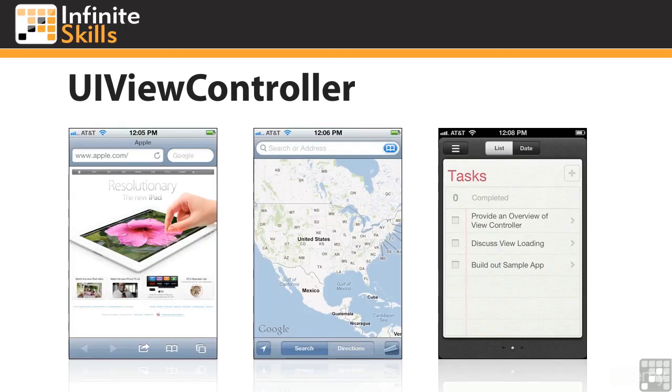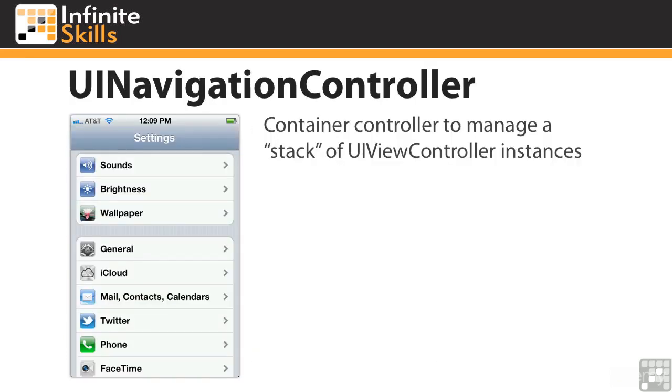Here are a few examples of different view controllers that you'd see within Apple's standard apps. We have Safari and MapKit and the Tasks app. In each one of these cases, we typically would have a single view controller managing that full screen of content. Apple also provides some composite controllers, where you have one controller that actually manages a collection of other controllers. Probably the most important of which is called UINavigationController.